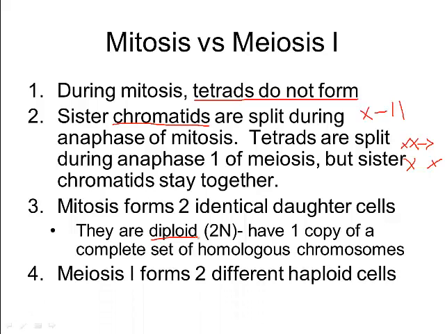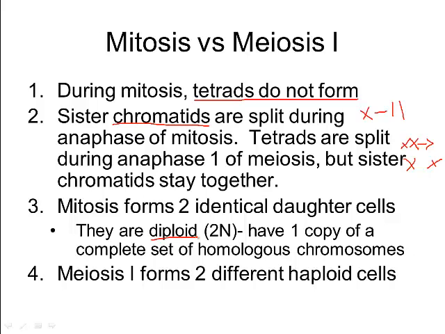Whereas at the end of meiosis 1, we now have 2 genetically different haploid cells. They're genetically different because that crossing over event happened. So all of the chromosomes are now no longer identical to each other. And they're haploid because we've taken the number of chromosomes and we've actually cut it in half, even though they're still in their duplicated form.